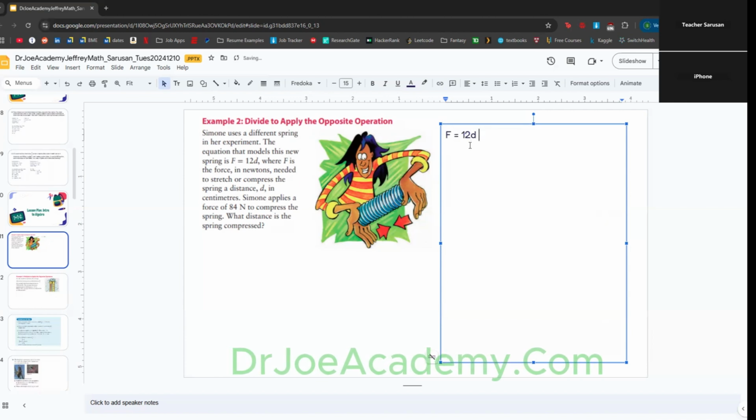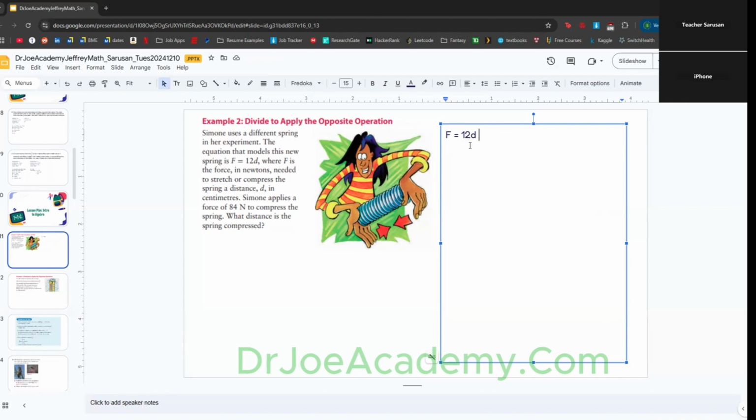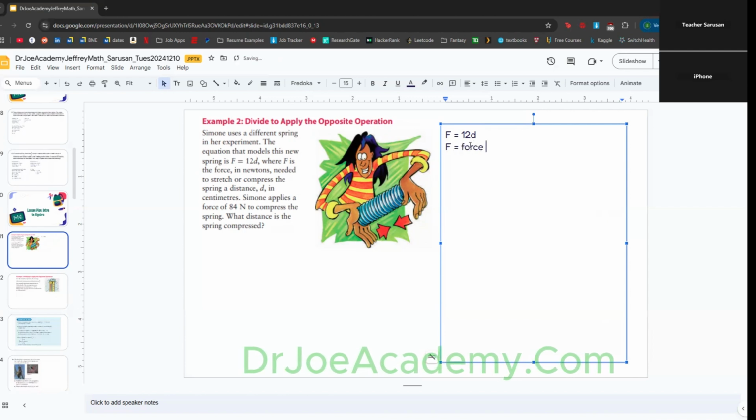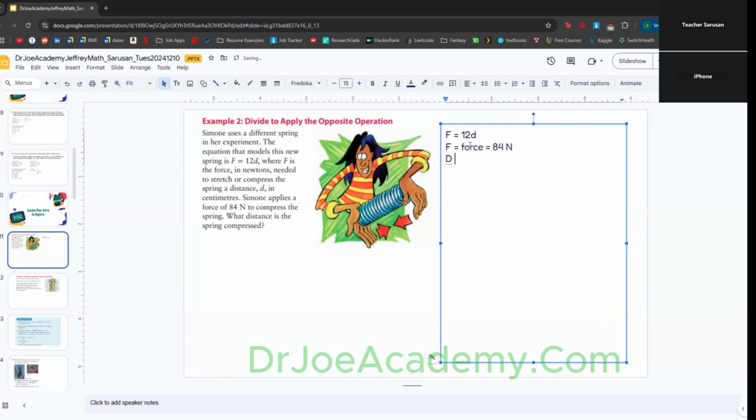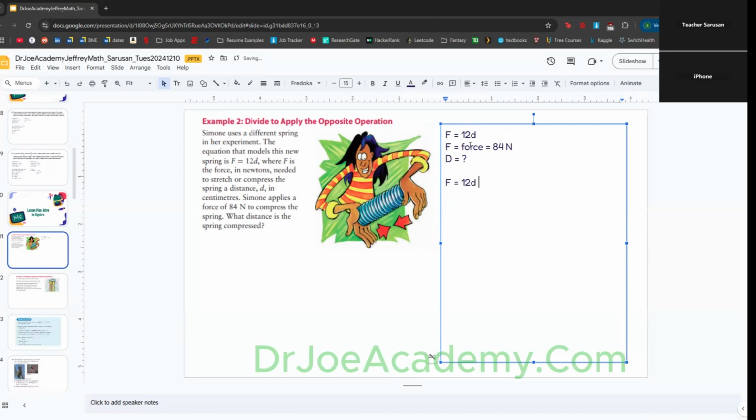I'm confused. So here we have a few pieces of information. The first thing we want to make note of is the formula, the equation, which is F equals 12D. And the next thing we know is F equals your force, which happens to also equal 84 newtons. And D, we don't know. We got to figure it out. So essentially, we have 84 equals 12D.